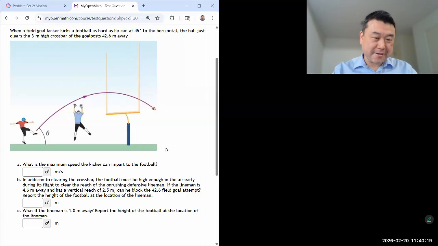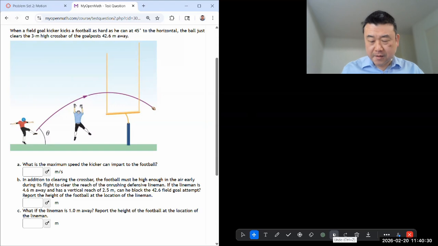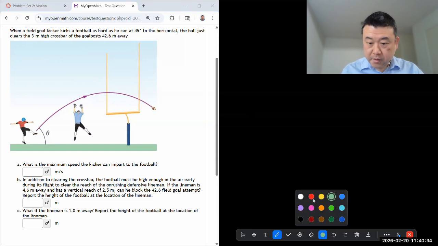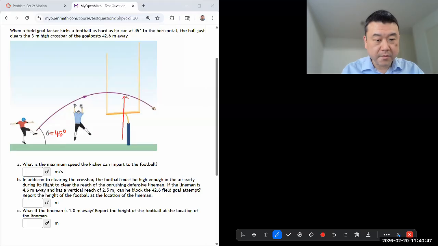Now this looks like it has more parts than usual, so let me read carefully. It says when a field goal kicker kicks a football as hard as he can, it's giving me some angle information, so let me start by writing those down so I don't forget. Theta equal to 45 degrees. The ball just clears a 3-meter high crossbar, so the height that it reaches is going to be 3 meters. That's really what I care about.